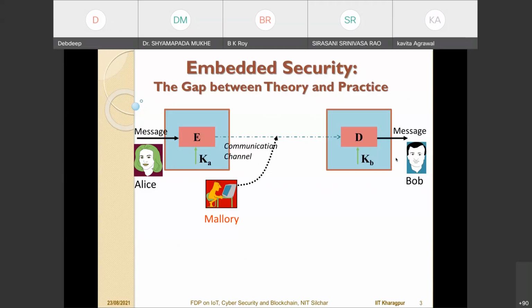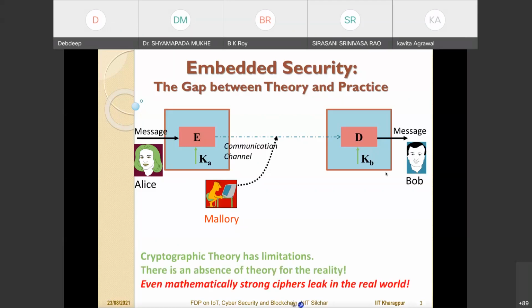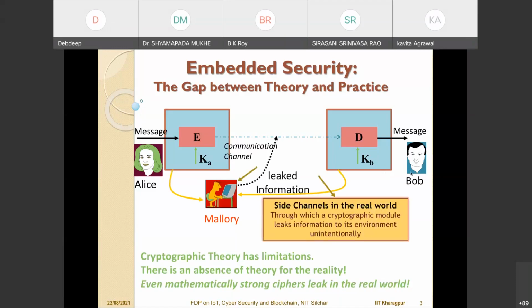However, we know that when we talk about real-life implementations, there are often various limitations. Because of these limitations and the absence of theory for the reality, even mathematically strong ciphers would leak in the real world. If you are relying on a very strong cryptographic algorithm like RSA or AES, or any other well-known algorithm for that matter, but the implementation is not suitably done, then it can lead to interesting attack vectors, which are often called side channels.